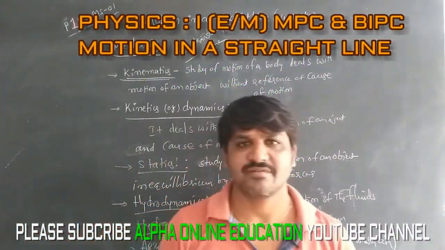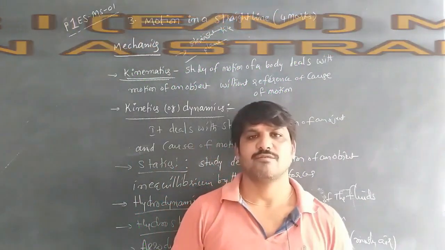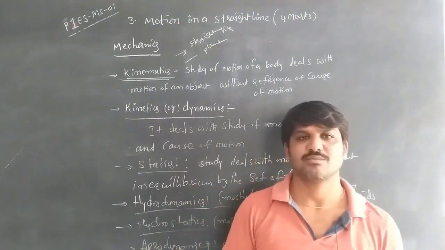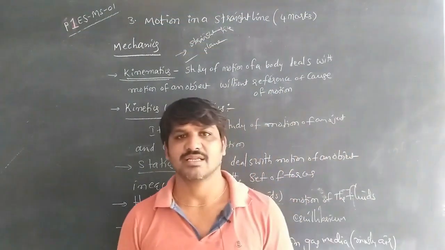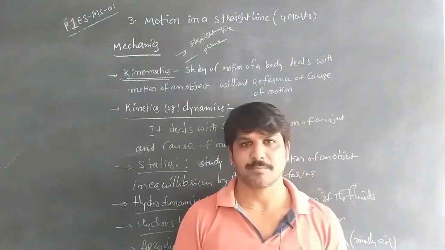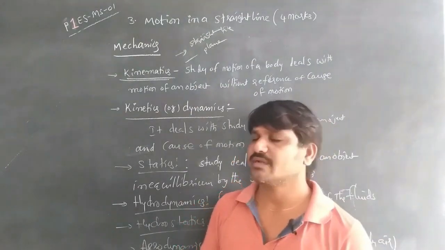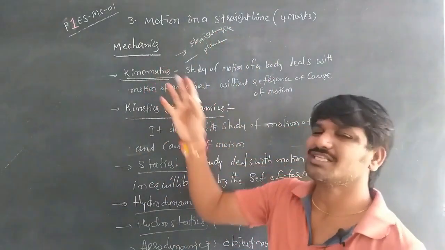In the intermediate first year, we have 14 units. In those 14 units, we are going to discuss mechanics. Mechanics consists of 2 units. In the 2 units, the first one is motion in a straight line. What is meant by mechanics?